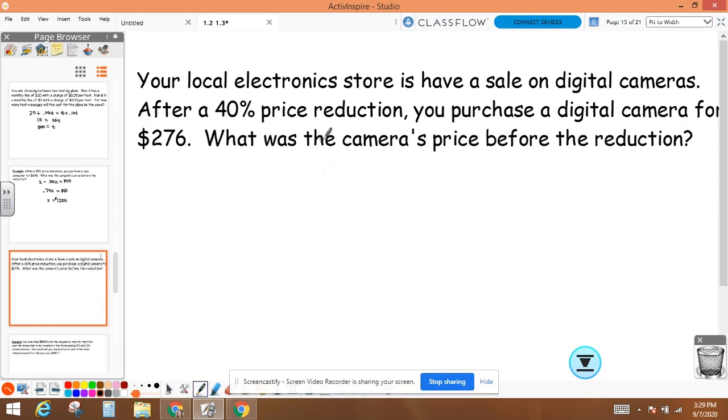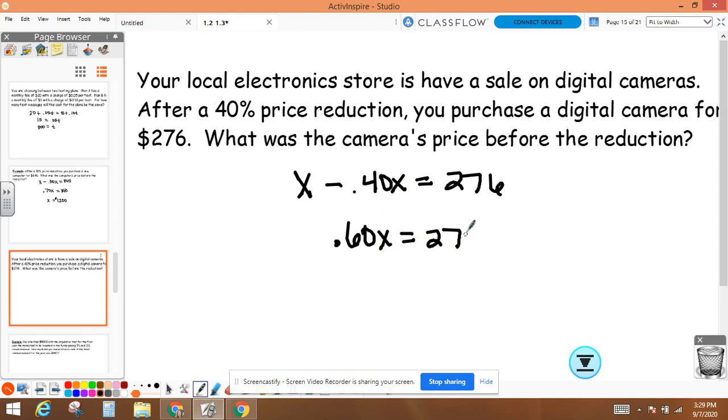All right, this one's just like the last one. Pause, work, see how you did. All right, your local electronics store is having a sale. After a 40% price reduction, you purchased a digital camera for $276. What was the price before? So the price minus 40% is $276. So that means you're paying 60%. So what was it before that? It was $460.